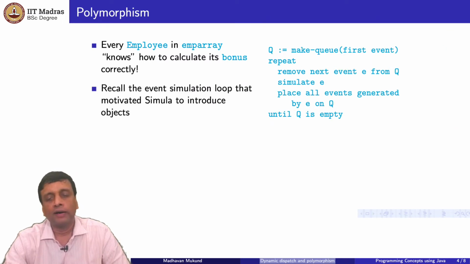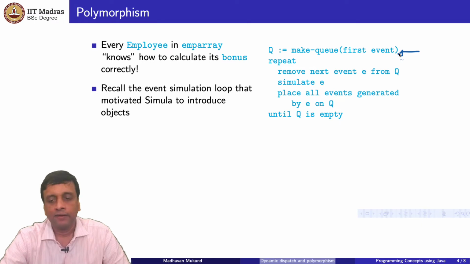Now, if you recall, at the beginning when we discussed the motivation for object-oriented programming, we said that the language that first introduced object-oriented programming was Simula, and the reason why Simula needed objects was because of this event simulation loop. So you create a queue consisting of the first event in your simulation list, and then you remove the head of the queue, simulate it, and then it generates new events and you put it in the queue. And our question was, how do we have such a queue first of all, which was well typed but yet may hold many different types of events?